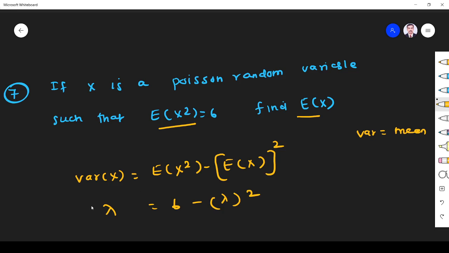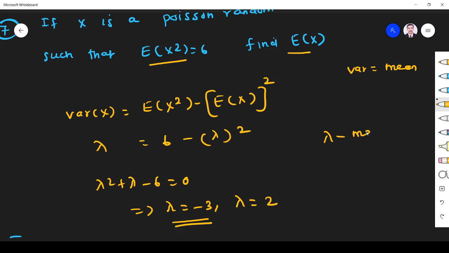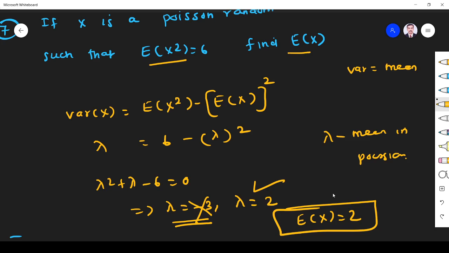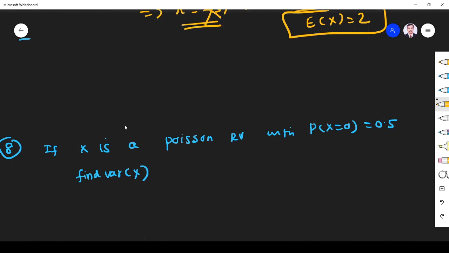So now we can find the lambda value. If I simplify, it will become lambda squared plus lambda minus 6 equal to 0. If you simplify, what we get is lambda minus 2 times lambda plus 3 equal to 0. But lambda is a mean in Poisson, and mean cannot be negative, so lambda plus 3 cannot be taken, so lambda is equal to 2. So lambda is equal to 2 means e of x is equal to 2, because e of x is the mean. So the answer is lambda 2 or e of x equal to 2.